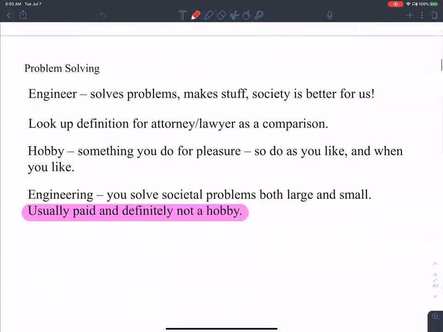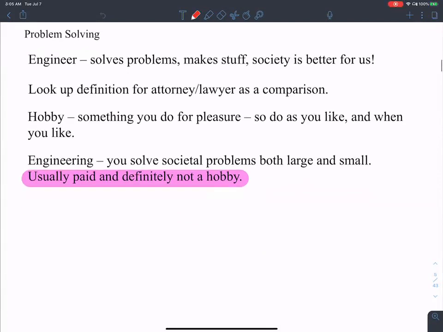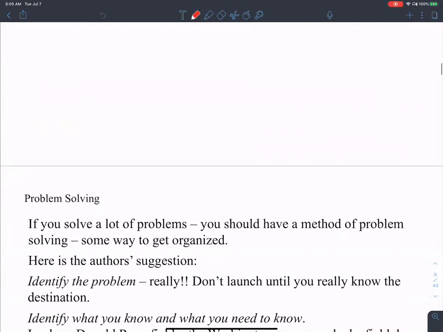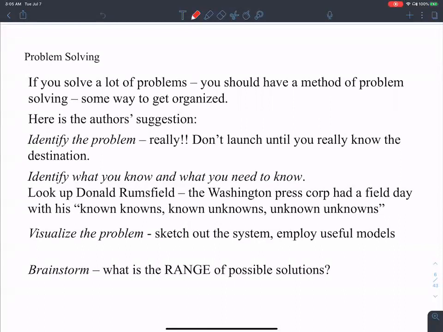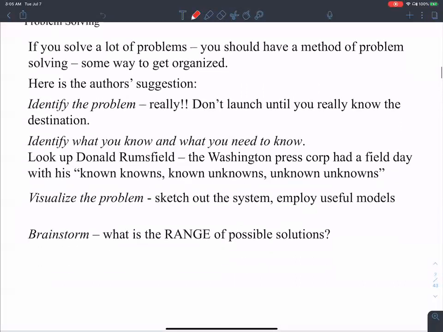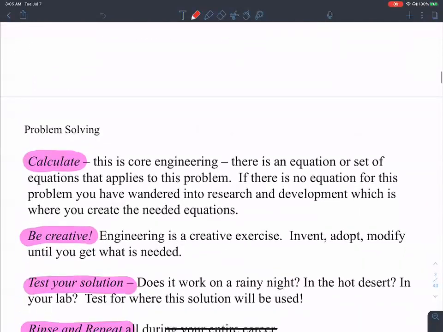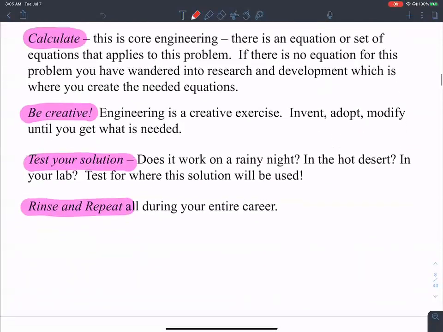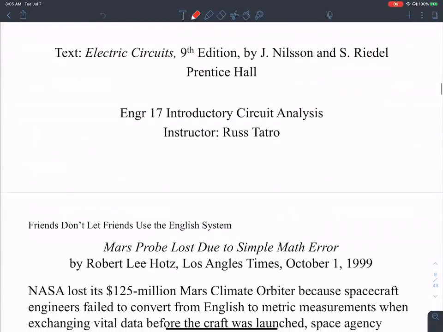And as engineers, we like to find technical solutions, using some kind of optimization problem. We like to find technical solutions to societal problems, small and large. This is a profession for us. We make a living out of this. So we are operating at a much higher stage compared to hobbyists.